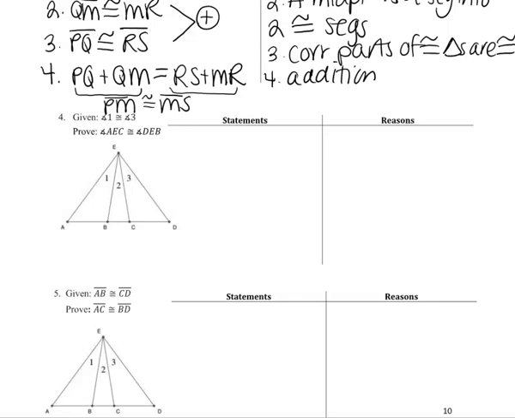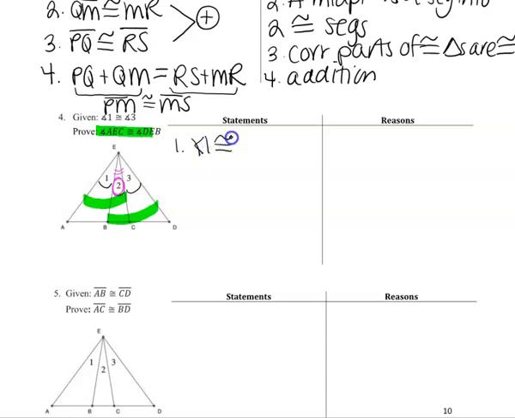All right, next proof. I'm giving you angle 1 congruent to angle 3, and I want to show that AEC is congruent to DEB. Notice what those two overlapping triangles have in common. This angle 2. So I'm going to have to say that angle 2 is congruent to itself to be able to add to angles 1 and 3, which will allow me to say the whole angles are congruent.